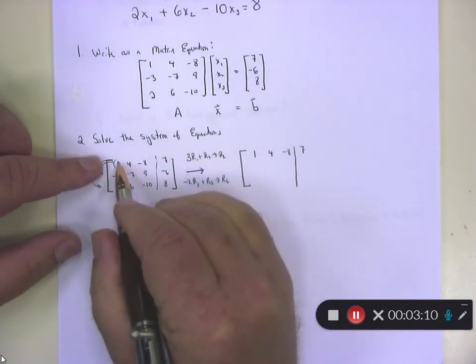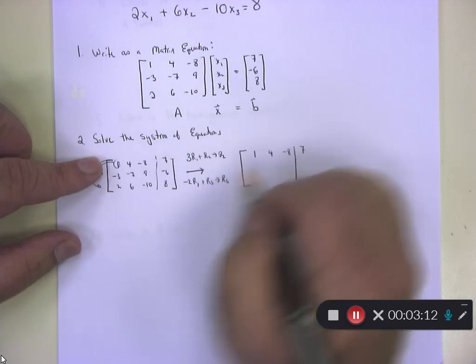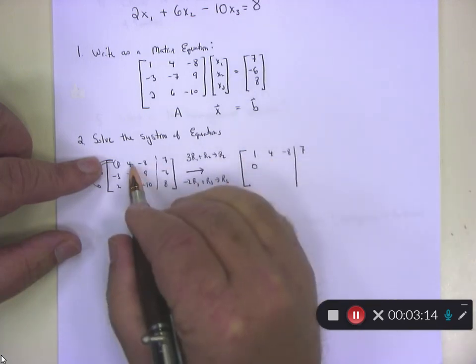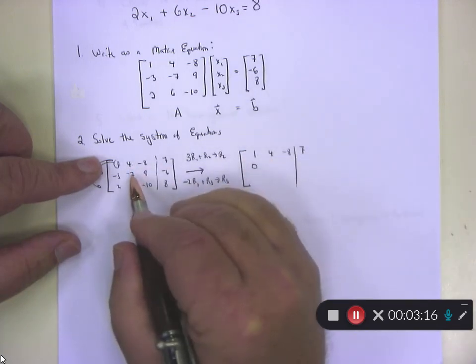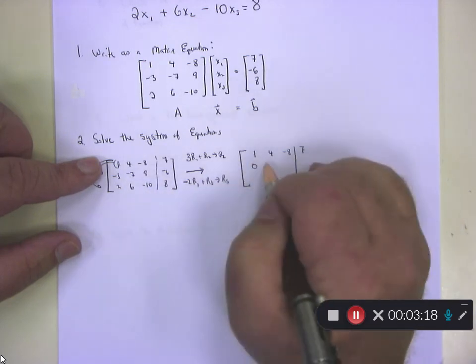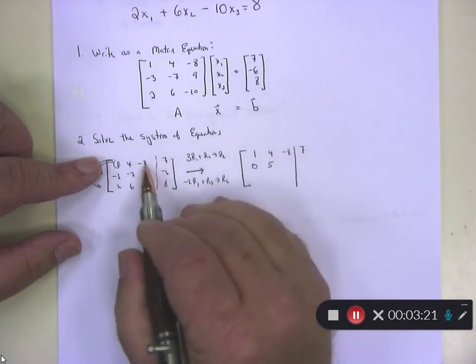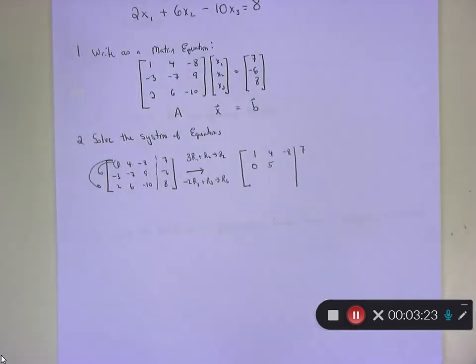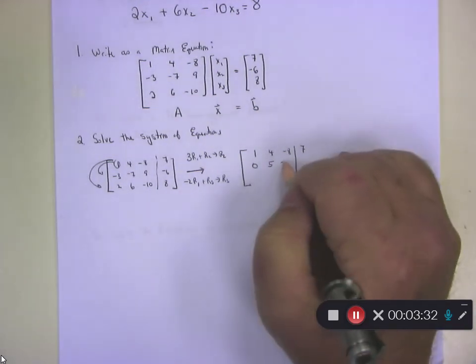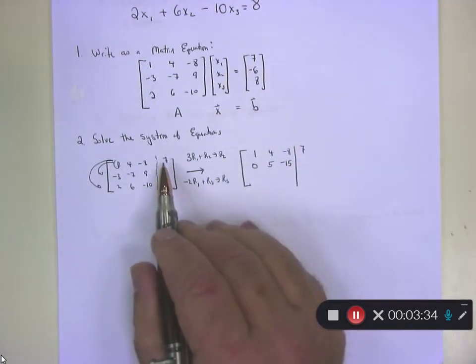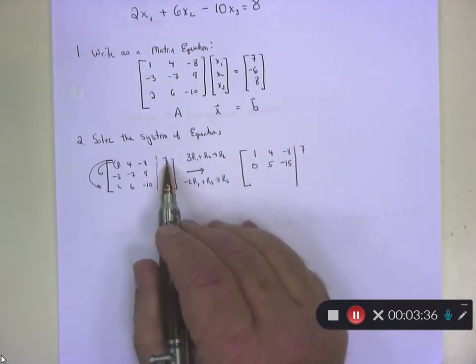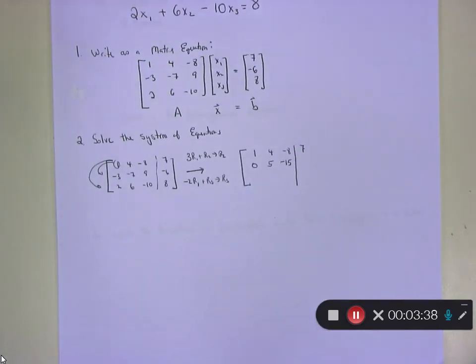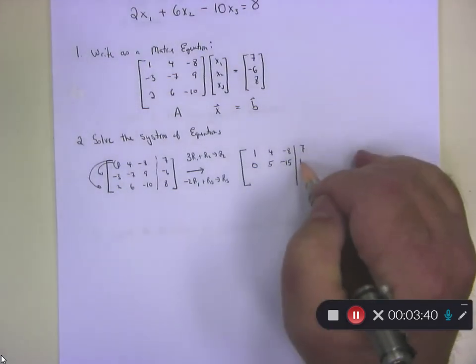3 times 1 is 3 plus negative 3 is 0. That's the point. 3 times 4 is 12. 12 minus 7 is 5. 3 times negative 8 is negative 24. And negative 24 plus 9 is negative 15. And 3 times 7 is 21 minus 6. 21 minus 6 is 15.